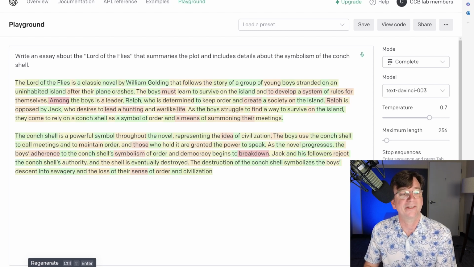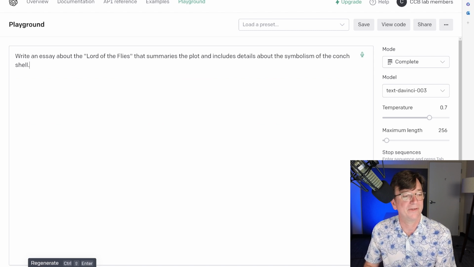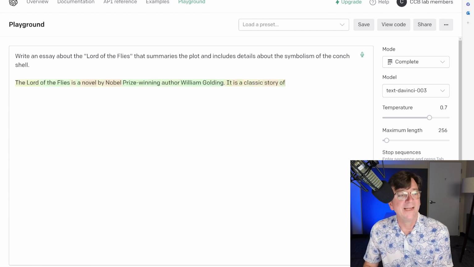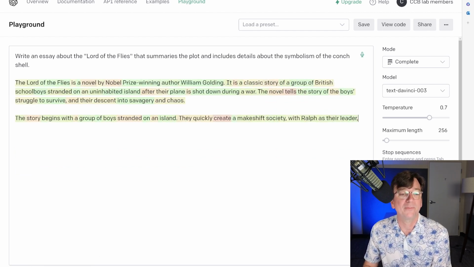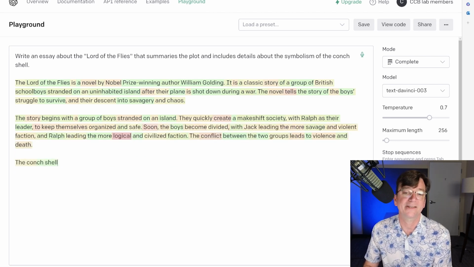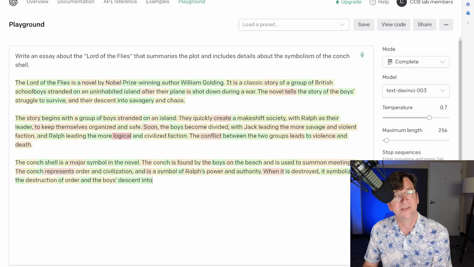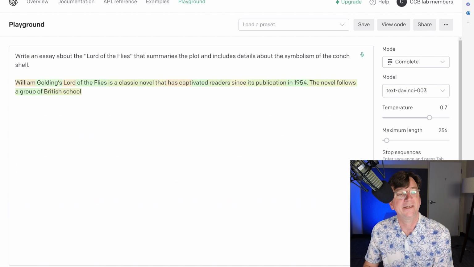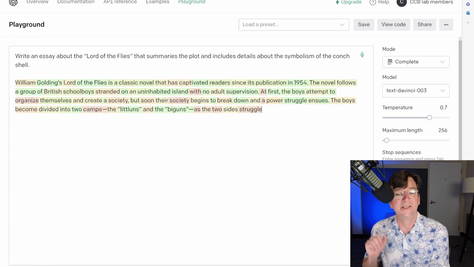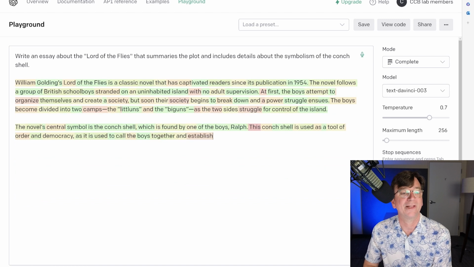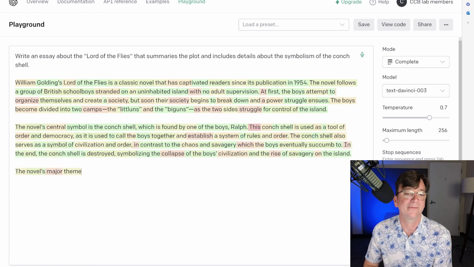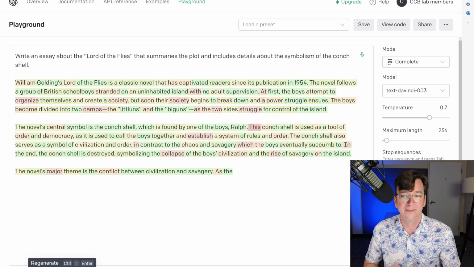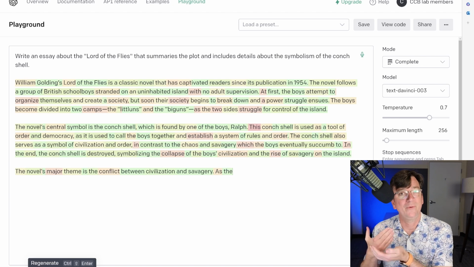So this one starts off, The Lord of the Flies is a classic novel by William Golding that follows the story of a group of boys, and then I'm going to regenerate. And now it says The Lord of the Flies is a novel by Nobel Prize-winning author William Golding. It is a classic story of a group of British schoolboys. So again, it's starting off the essay completely differently than the first two times that I did it. And each time it'll slightly change the wording. So William Golding's The Lord of the Flies is a classic novel that has captivated readers since its publication in 1954.